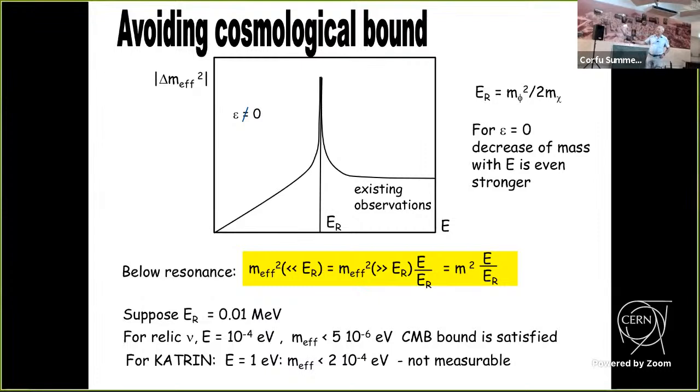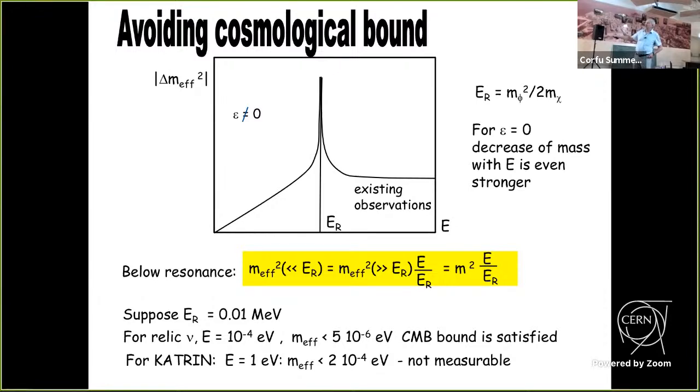So this is the overall picture of the dependence of delta m squared on energy. It increases linearly. It has this maximum, and then it's constant. And here we are claiming that all our observations are in this range. But below the resonance energy, actually, this effective mass decreases.